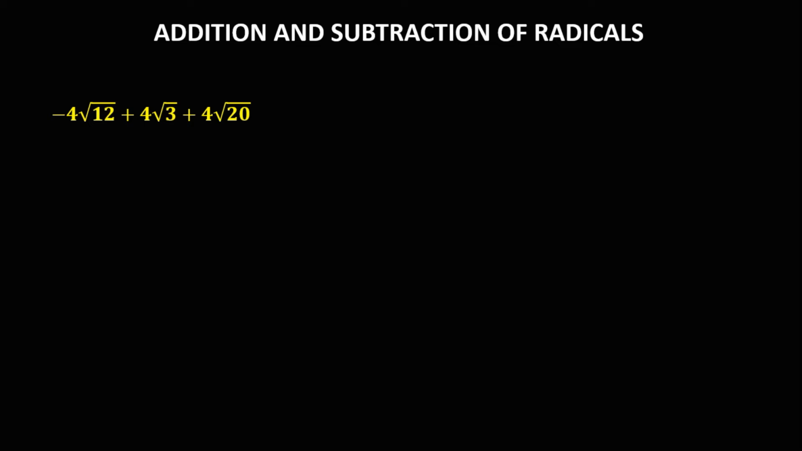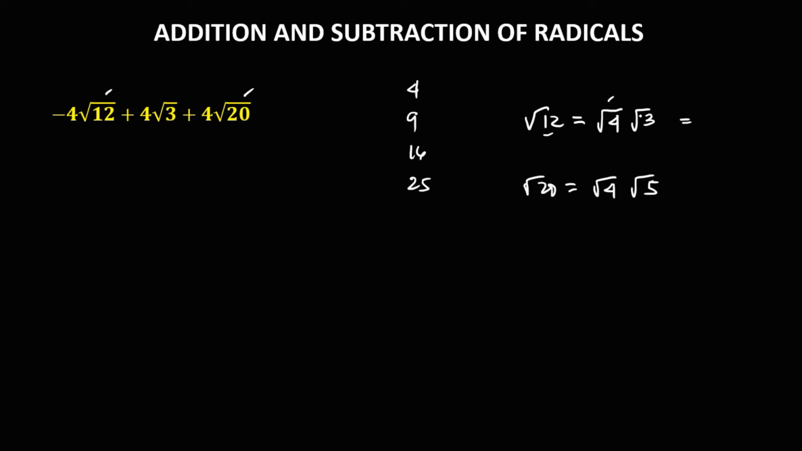Then for this given, first we need to simplify the radical. For this square root of 12, we need to find the factors where one number is a perfect square. Examples of perfect square numbers are 4, 9, 16, 25. So square root of 12 is equal to square root of 4 times square root of 3, and square root of 20 is equal to square root of 4 times square root of 5. So we can rewrite this: square root of 4 is 2, then square root of 3, and for the square root of 4, this one also is 2, then square root of 5. So this is now our new equation.